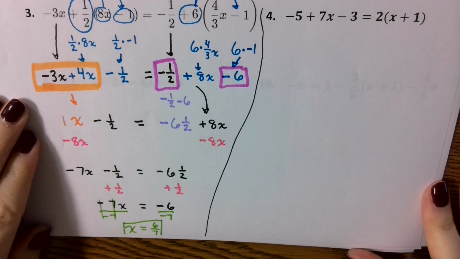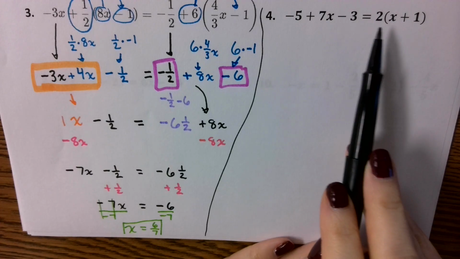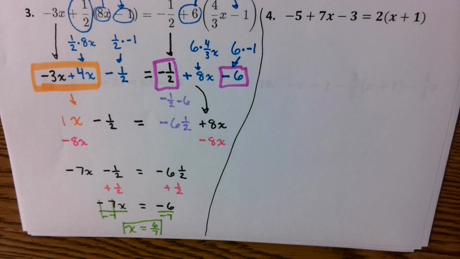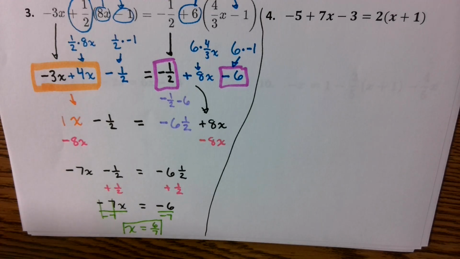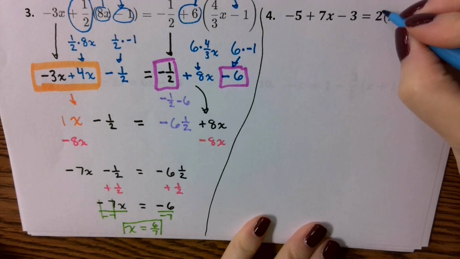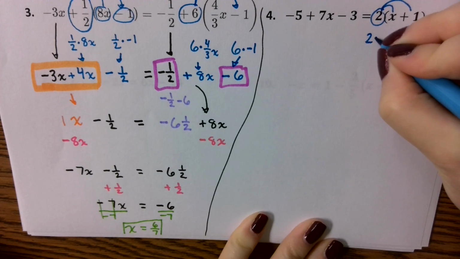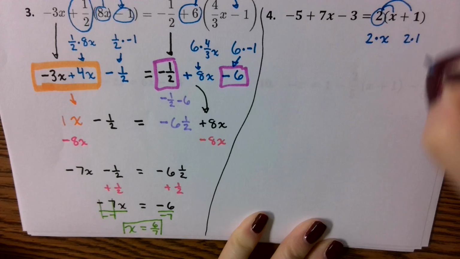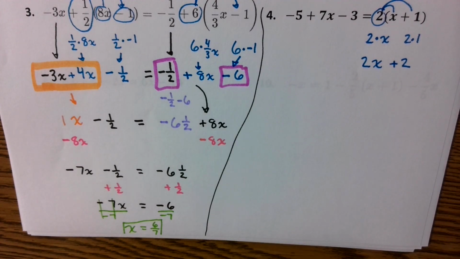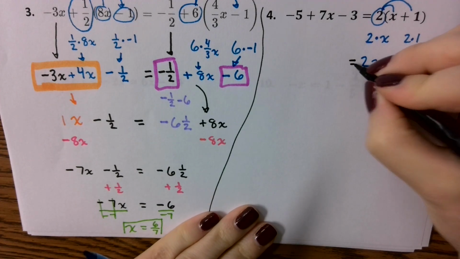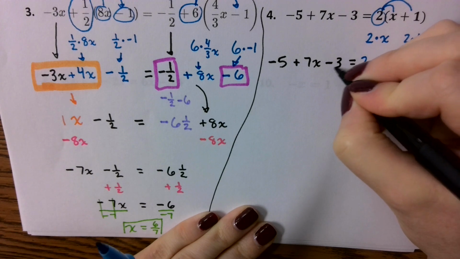Okay, we'll do one more together. We've got negative 5 plus 7x minus 3 is equal to 2 times the quantity of x plus 1. Eli, what are we going to do first? Distribute. Okay, so we're going to do 2 times the quantity of x and times the quantity of 1. So if we do 2 times the x and 2 times the 1, that becomes a 2x and a positive 2. So now on the other side, we still have negative 5 plus 7x minus 3.